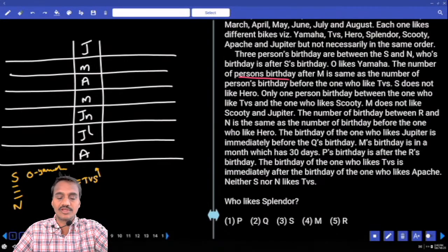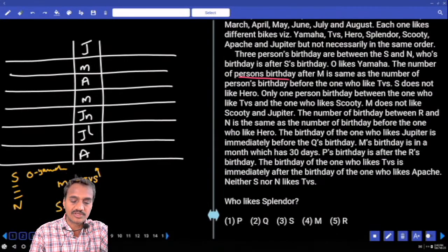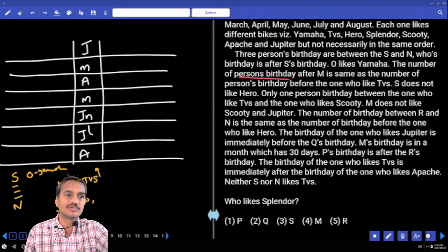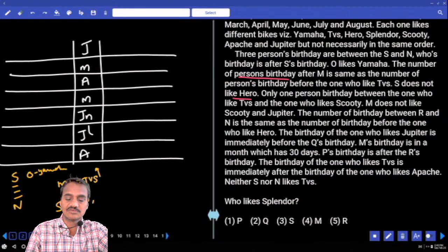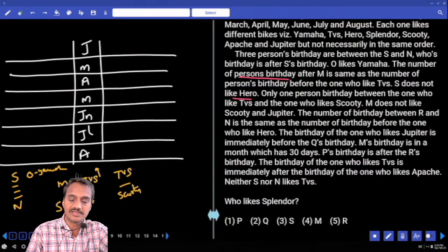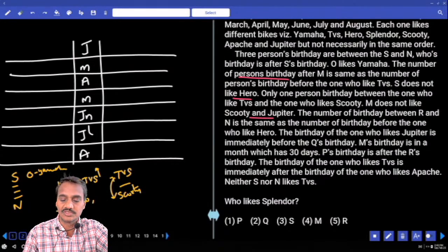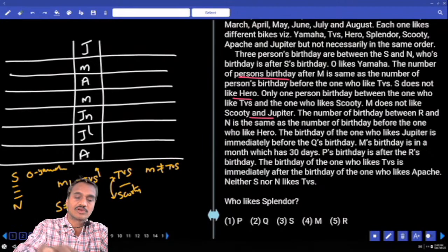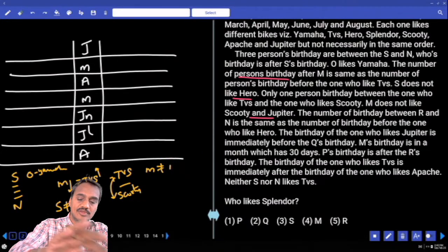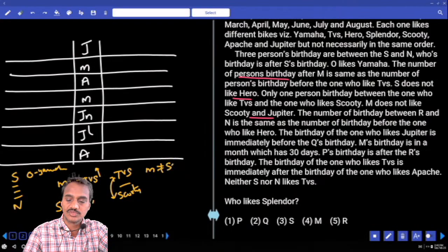Next, S does not like Hero, so S-Hero is ruled out. Definite information is not given. Then only one person is between TVS and the Scooty, in any order; the order is not specified. And M does not like Scooty or Jupiter, so M with Scooty and Jupiter is ruled out.